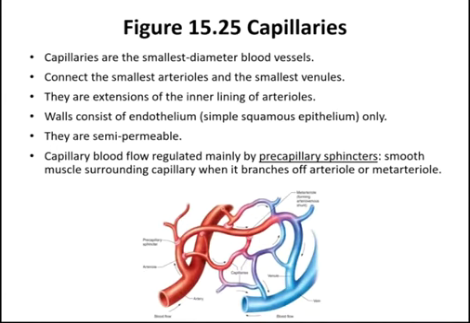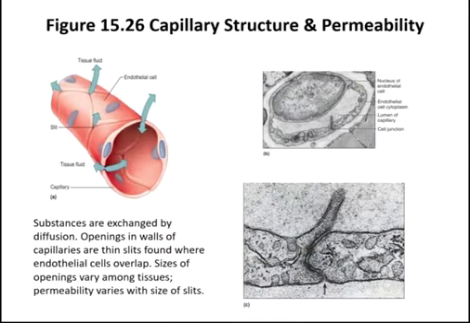Capillary blood flow is regulated by the precapillary sphincter. I pointed that out in the last picture, right? And there we go. So how do capillaries work? The structure of them and the permeability of them. Well, we mentioned that they're made of epithelial tissue, the thinnest type of tissue we have, simple squamous, one layer of flat tissue, right?